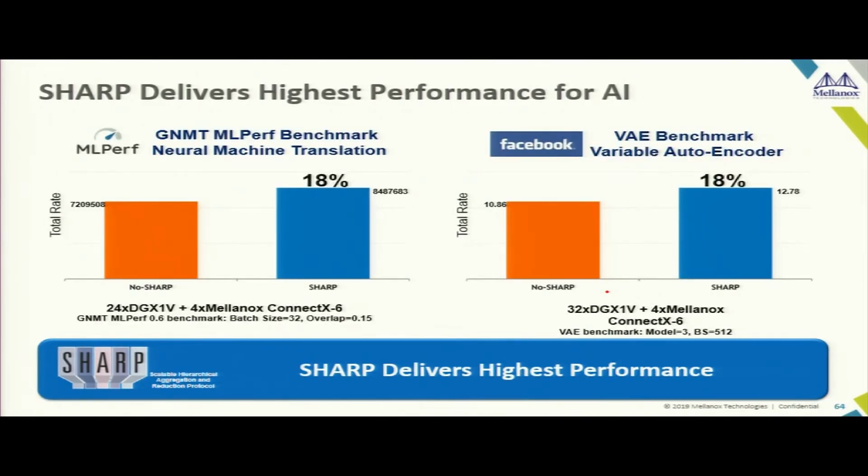There are a lot of benchmarks which are out there in the open, in public. MLPerf, Facebook's benchmark for variational autoencoder. By enabling and disabling in-network computing, there's almost 20% of performance boost on the same hardware.